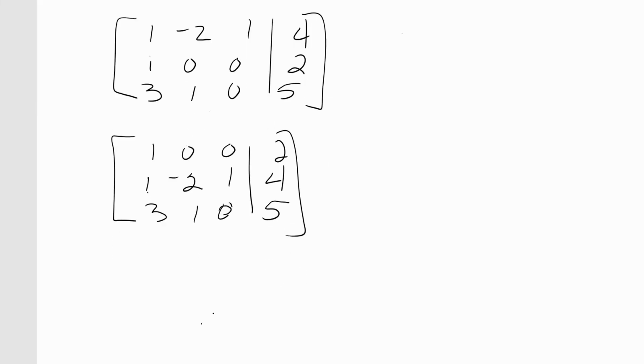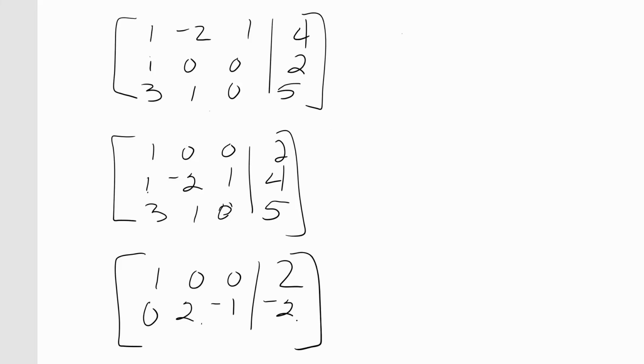All right, now I'm going to go ahead and do what we standardly do and get zeros underneath that top one. So I'm going to leave 1, 0, 0, 2. I'm going to do my top row minus my second row. So 1 minus 1 is 0. 0 minus negative 2 is 2. 0 minus 1 is negative 1. 2 minus 4 is negative 2.